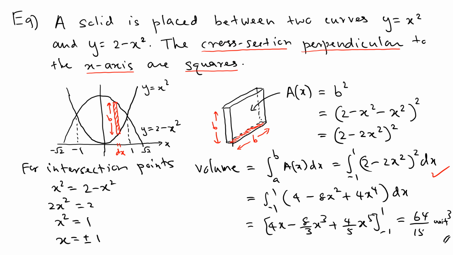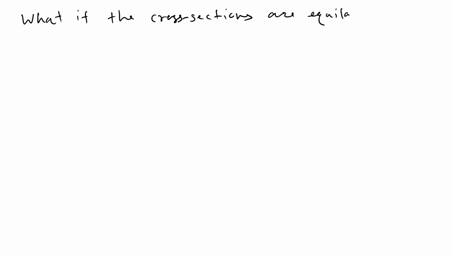Okay, so let's do another problem. So now what if the cross sections are equilateral triangles? So that means we need some other formulas from trigonometry. So let's do this problem.